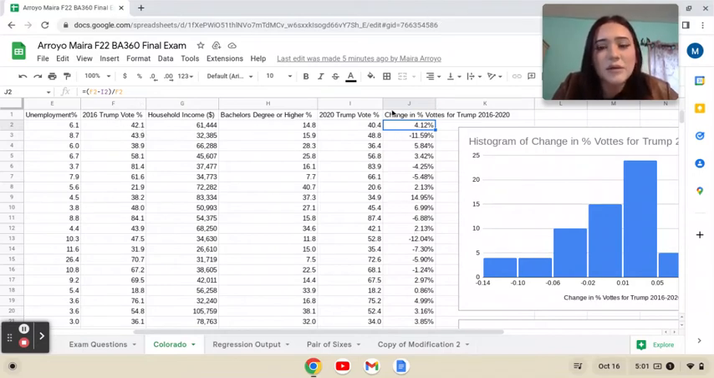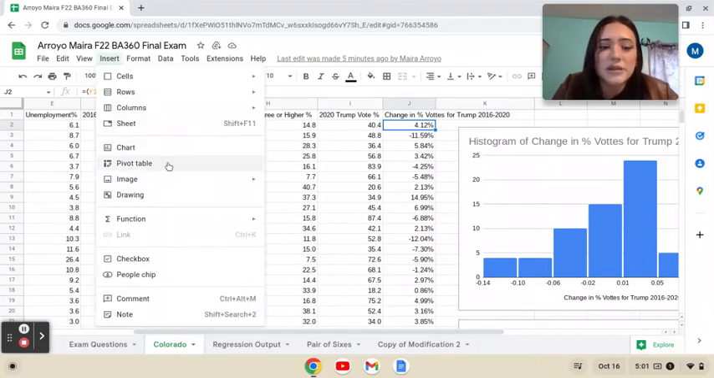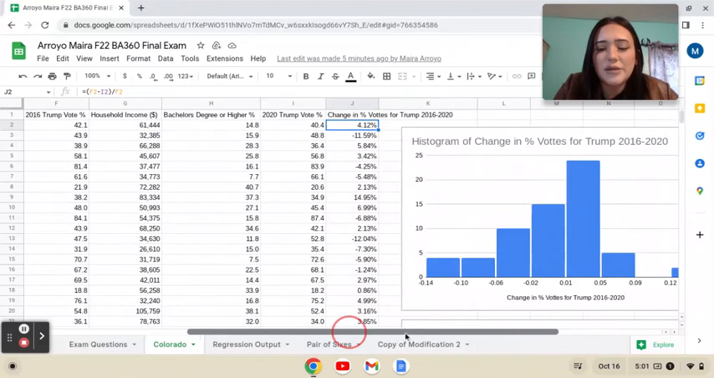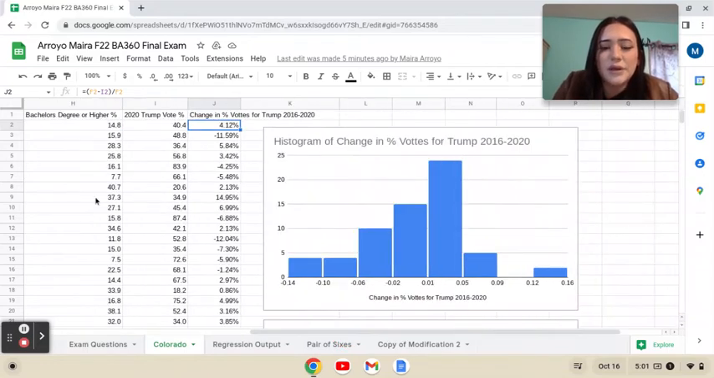After I got that outcome, I highlighted it all. I went to insert, and then I just inserted a histogram. Here's my histogram regarding that information right here. And so that was for number 1.